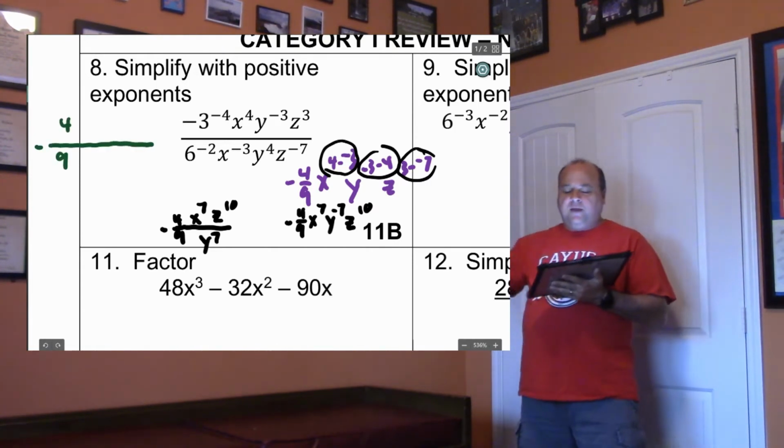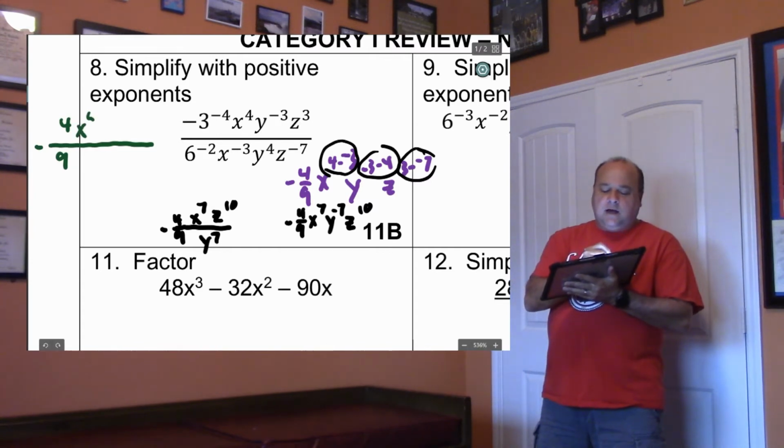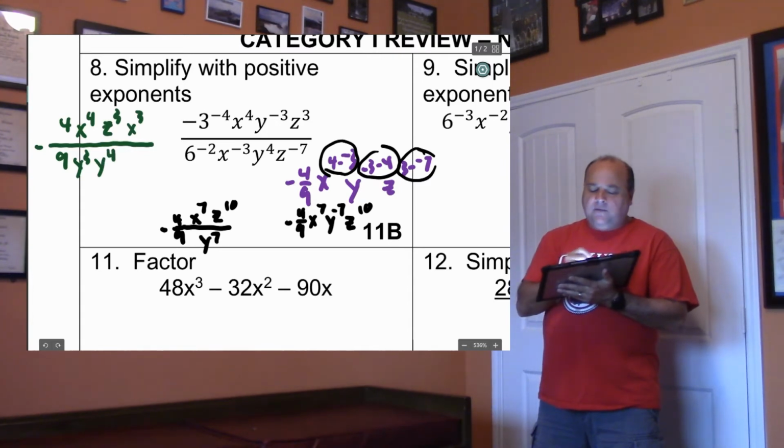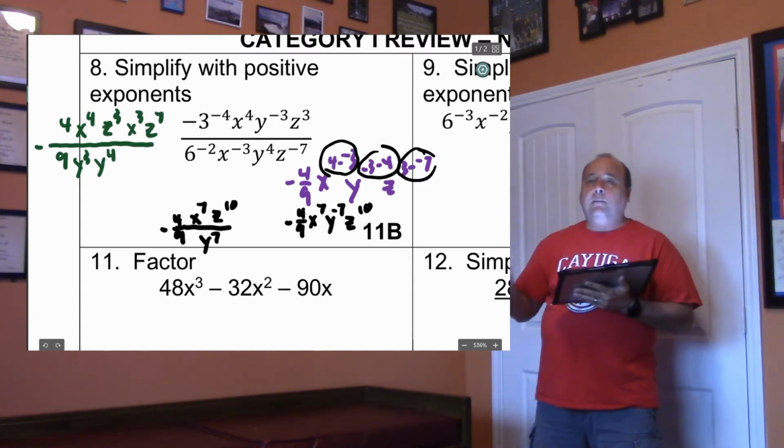And then I'm going to put the x to the 4, stays on the top. My y to the negative 3 will go to the bottom. My z to the 3 will stay on the top. The x to the negative 3 will go to the top. The y to the 4 will stay on the bottom. And the z to the 7 will go to the top.